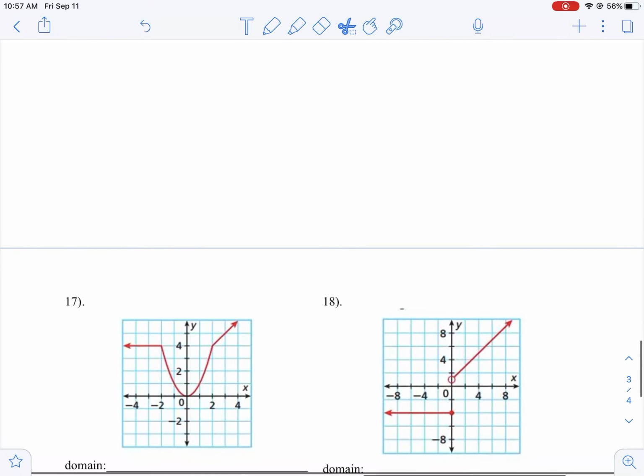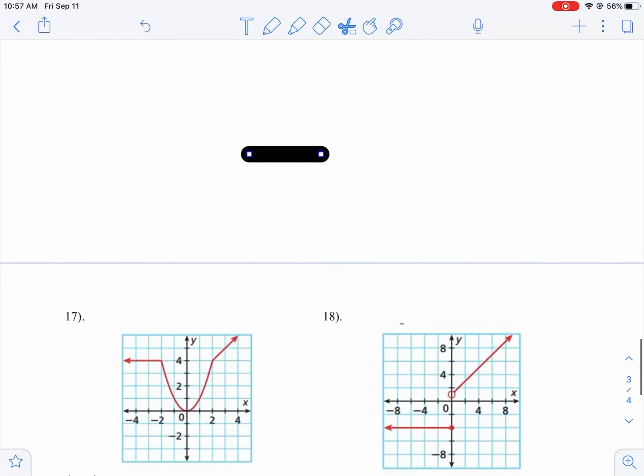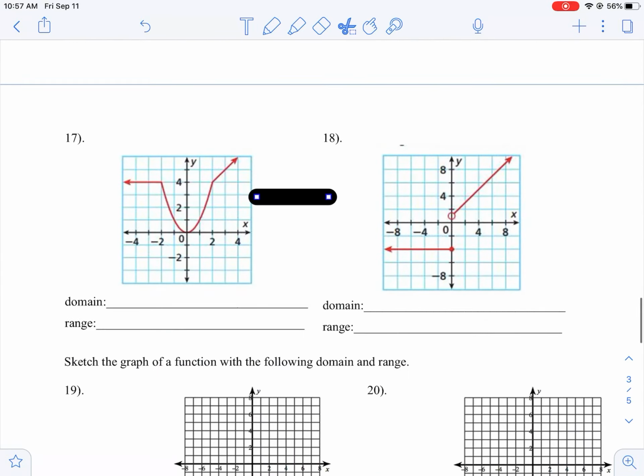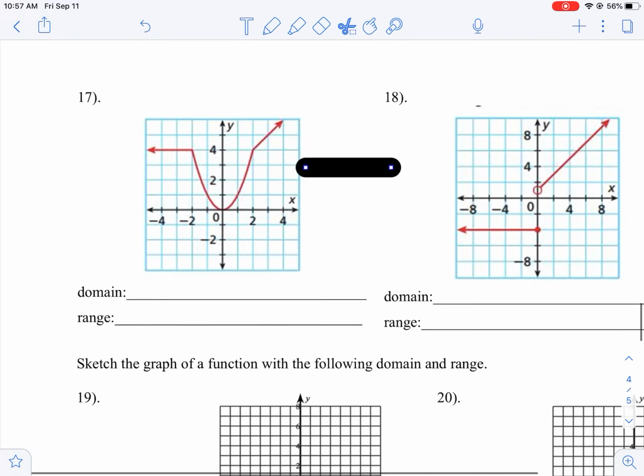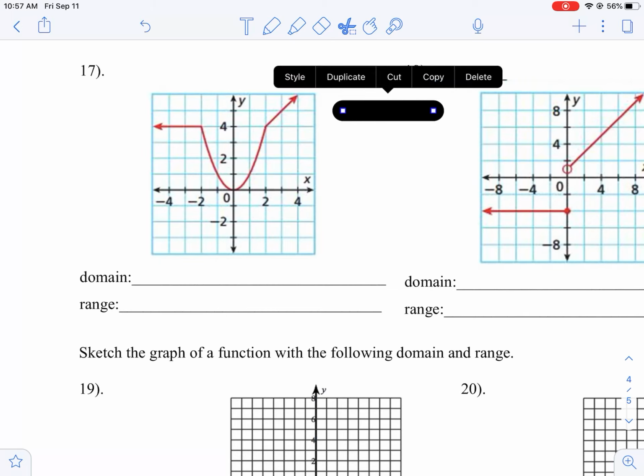I think we have two more problems here. You have this note packet, so why don't you try these two first on your own. Pause the video here and I will go over the answers. So pause this, try to get your domain and range first, check yourself, and then see where we're at.